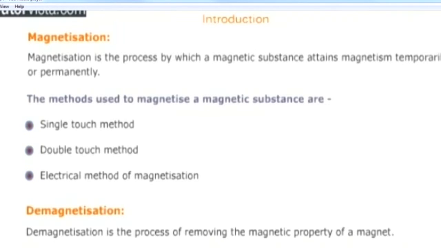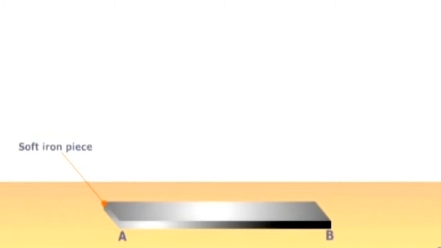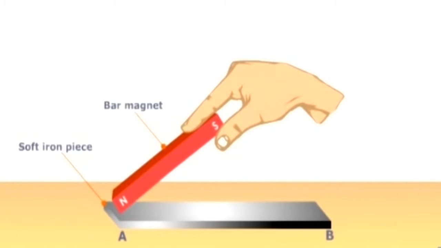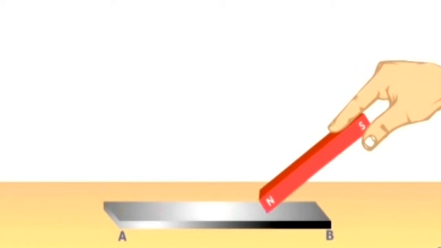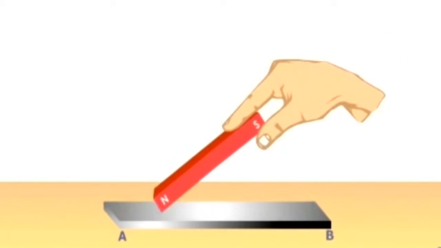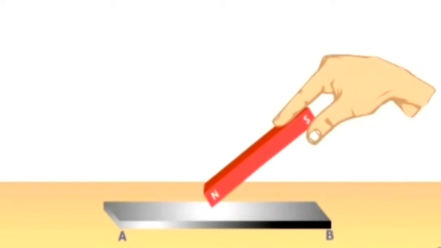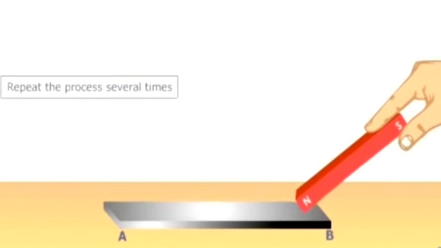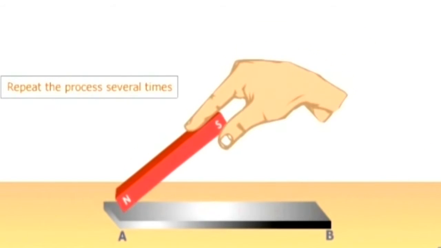Moving on, let's look at this method of magnetization, the single touch method. In the single touch method, we have a soft iron piece, as you can see here, and then we have the bar magnet. We incline the bar magnet on the iron piece and keep on dragging from point A to point B. Once you reach point B, you lift it. We do this repeatedly several times.